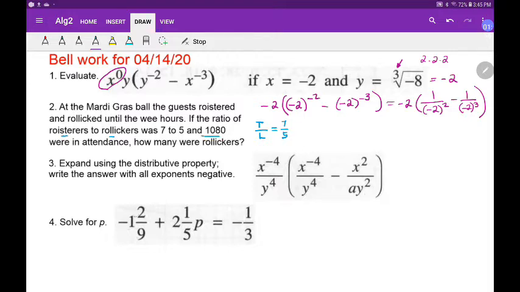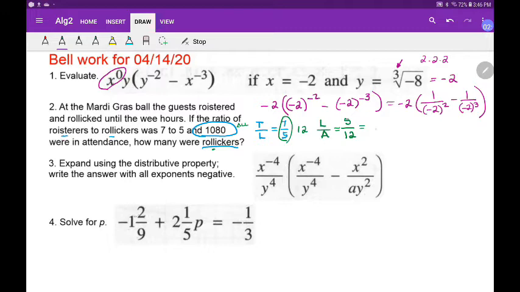And 1,800 were in attendance. How many were rollickers? Okay, so just kidding about the T. What we really want is the sample size, which is 12. And we're interested in rollickers. So we're going to say rollickers to the total. I guess A for all. So A. And let's see, how many rollickers were there? There's 5 out of a total of 12.